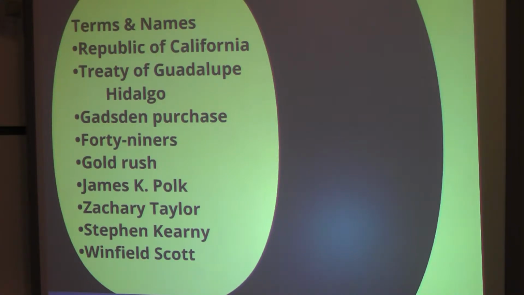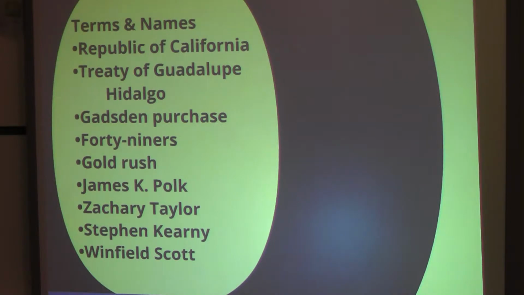49ers, people who came to California in 1849 in search of gold. Gold Rush, movement of people to a place in which gold has been discovered. James K. Polk was the 11th President of the United States. Zachary Taylor, American general in war with Mexico and the 12th President of the United States. Stephen Kearny, American general in the war with Mexico. And Winfield Scott, American general in the war with Mexico.